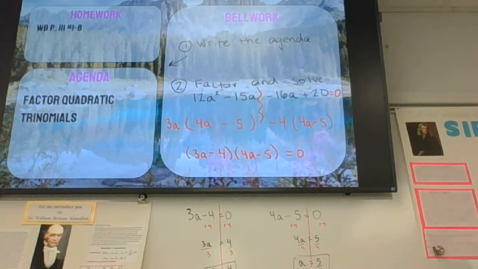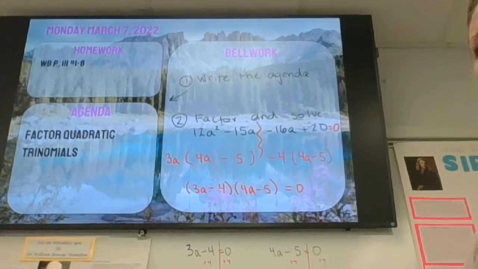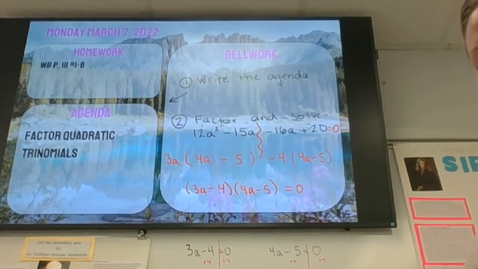So that's a full summary of what we did last week, really. Taking out greatest common factors, setting them equal to 0, grouping, that's it. So let's look at your homework, page 110. What's that? Friday's homework. No, we have a whole thing. I'm doing something new today.